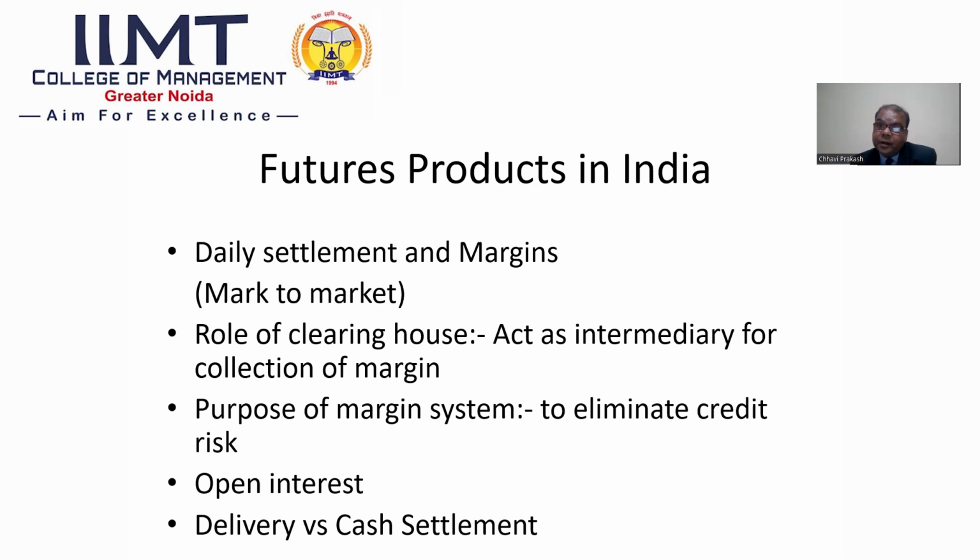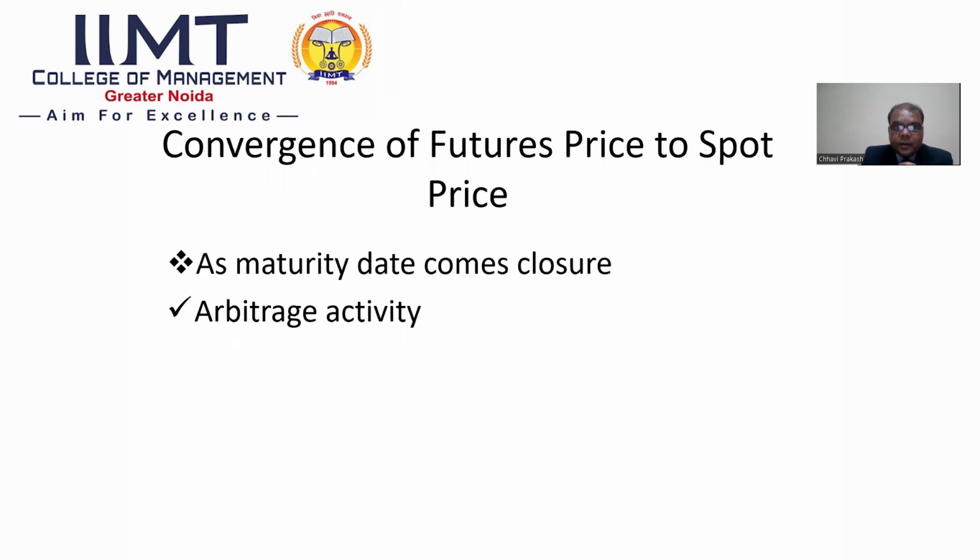Suppose a person has gone long on 5 lots of Reliance and he has gone short on 3 lots of Reliance. Then his 3 lots of Reliance are squared off, and only the 2 lots that are remaining will be counted in the open interest. So his open interest will be 2. Delivery versus cash settlement we have already discussed.